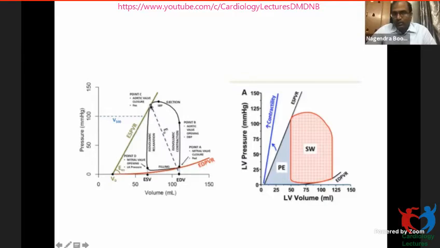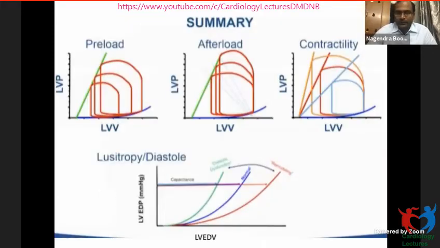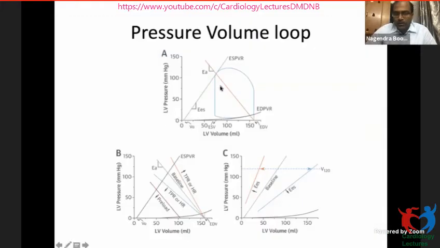And if this broken curve is going to go towards this side, that means your afterload is going to be higher. That means the MvO2 is going to be ultimately higher and higher. So this is the point which I would like to emphasize.